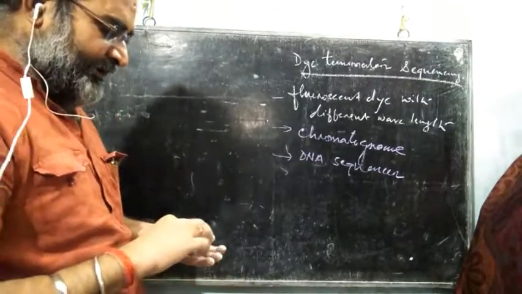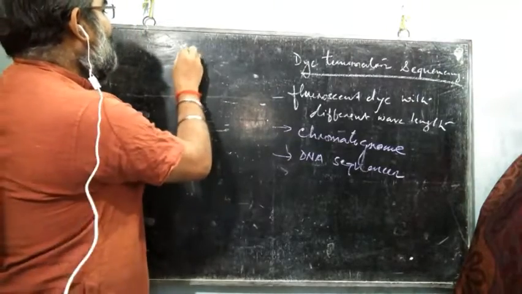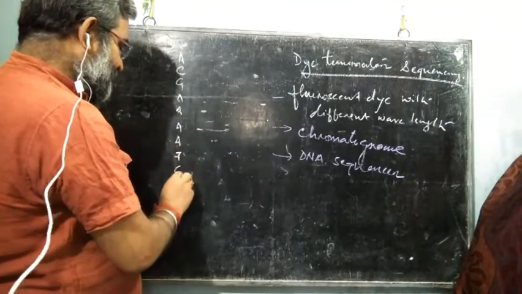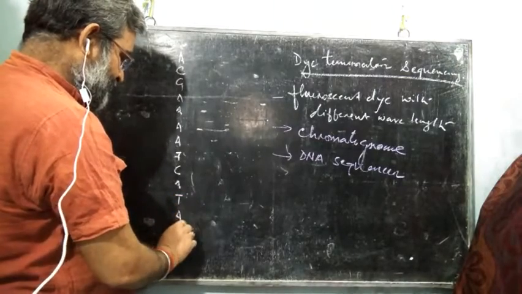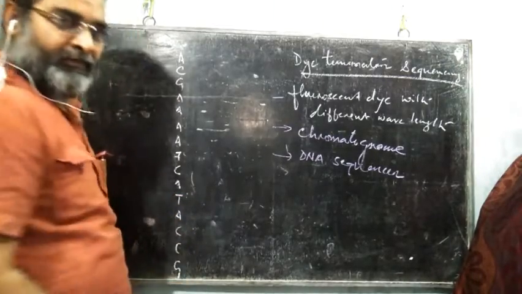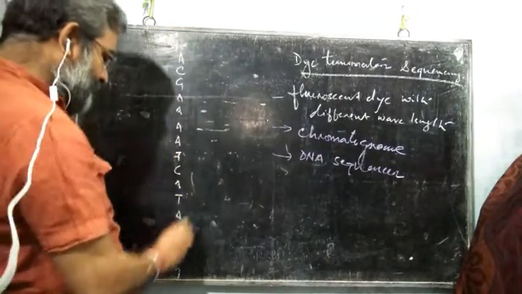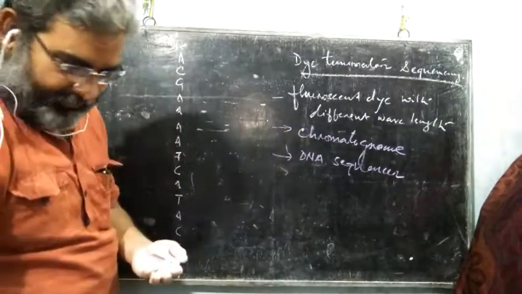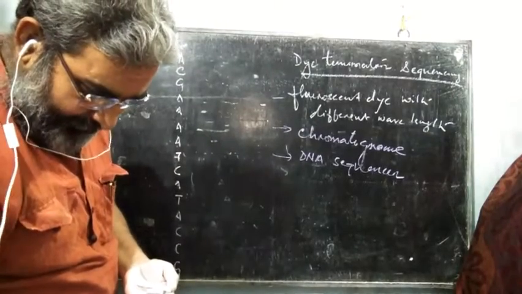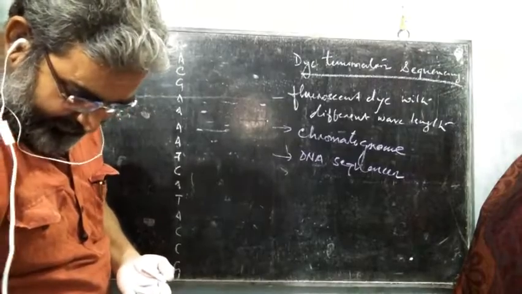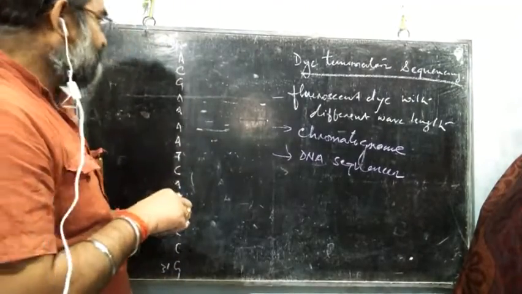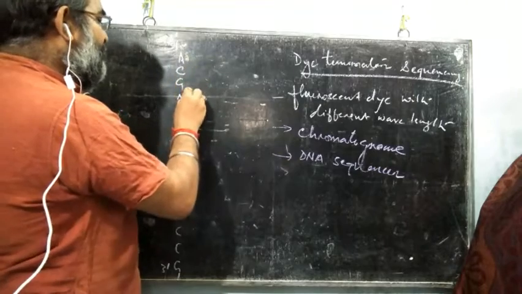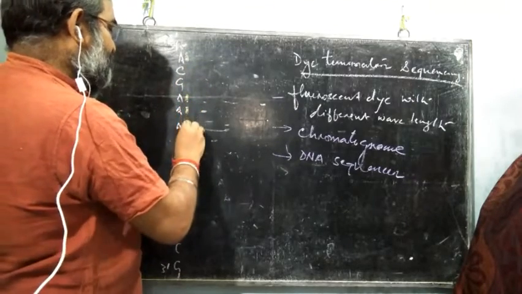For example, suppose a DNA sequence has A C G A T C A T A C C G. If we analyze it in the DNA sequencer, it is clearly represented that each base has a separate wavelength. A DNA blocker has a separate wavelength, and suppose A has the blocker of the yellow dye.